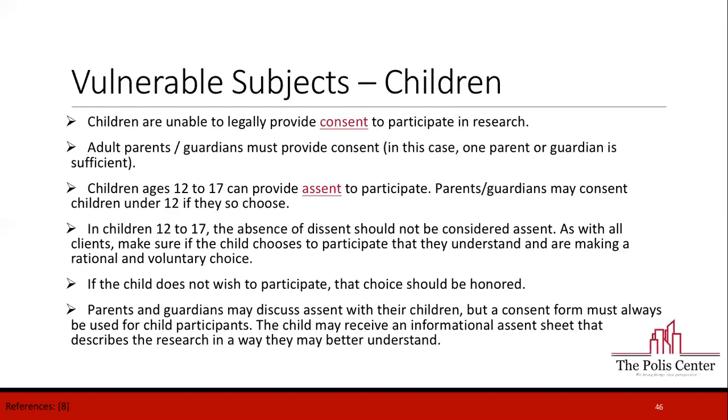For children, because they're children, they are legally not able to provide consent for themselves. They can assent to participate, but they cannot provide consent. Their parents or guardians must do that. And in our case, one parent or guardian is sufficient. Children ages 12 to 17 can provide assent to participate. That is, they can just verbally agree to participate. The absence of dissent should not be considered assent. That is to say, if they don't say they don't want to participate, that shouldn't be construed as that they do.